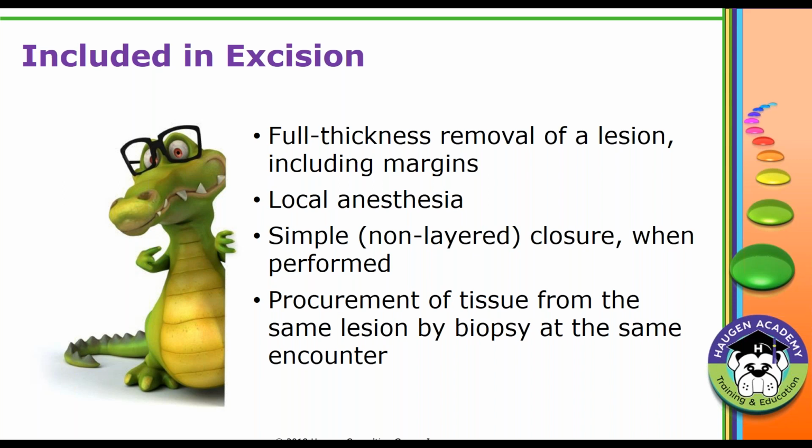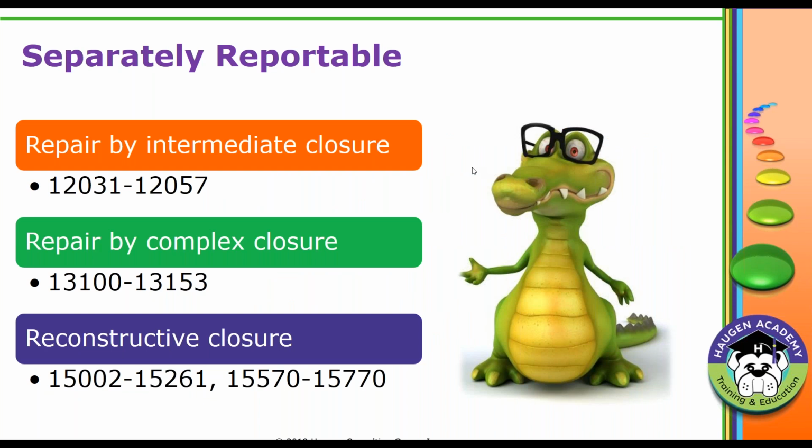Some things that are not included are going to be listed here. So repair by intermediate closure, and those codes there, 12031 through 12057, and then we have repair by complex closure, or reconstructive closure. So any other type of closure besides simple is going to be separately reportable.